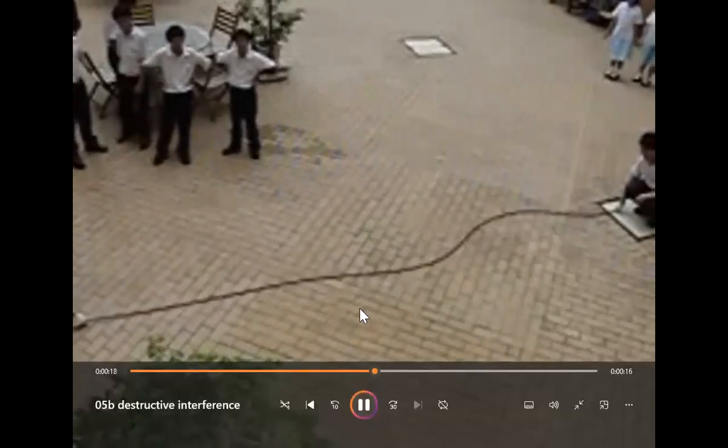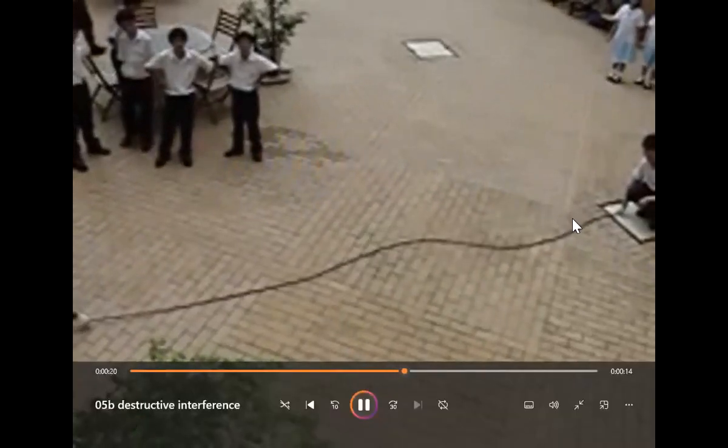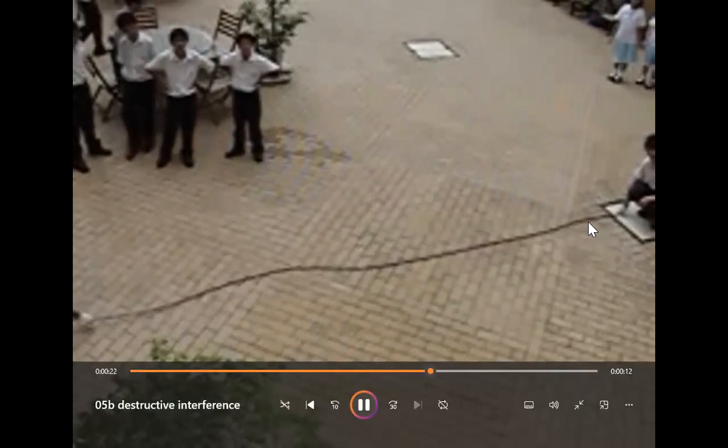Also, interesting, if you watch the wave pulse bounce off the end, it actually inverts upside down too. Let's watch that again, because there's a bunch of little things going on. So you can watch the wave pulses cross right through each other.